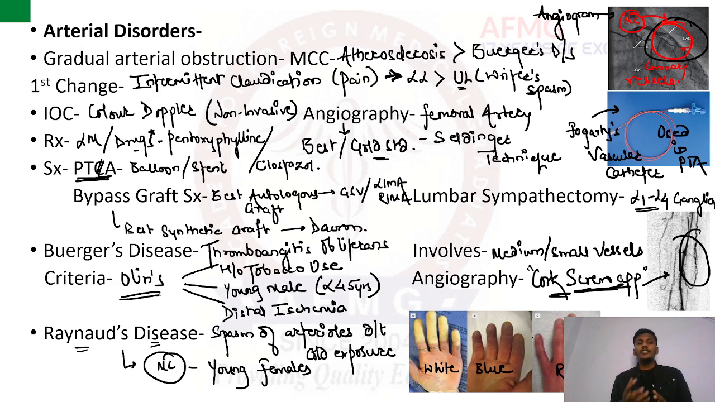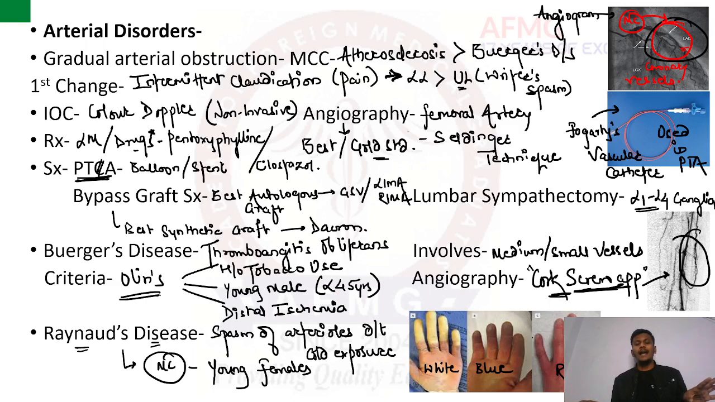Moving further, if we talk about the investigation of choice for arterial or venous disorders, it is usually a color Doppler. For assessment of any of the vessels of the body, the investigation of choice is a color Doppler. Why color Doppler? It is just an ultrasound of the vessels. Why is color Doppler preferred over angiography? Please remember, as color Doppler is a non-invasive technique, it is preferred over angiography.